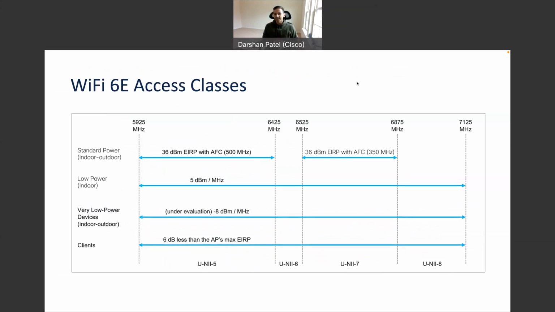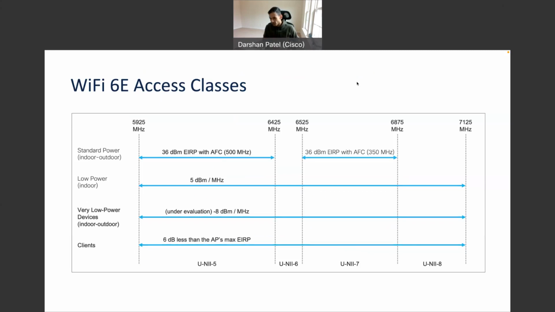So, access classes and the power distribution. In 6E, it is going to be distributed into 3 different classes. Standard power, which is utilized most of the time for outdoor, and it is going to be 36 dBm EIRP. Indoor, which we call LPI or low power indoor, which will have 5 dBm per megahertz.